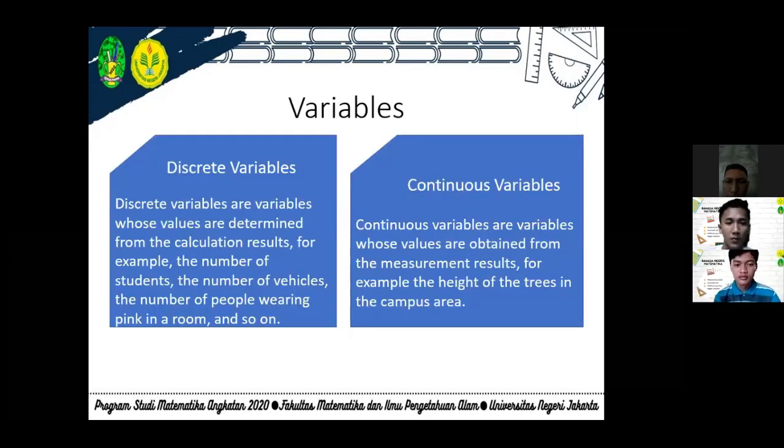One, discrete variable. Discrete variables are variables whose values are determined from the calculation result. For example, the number of students, the number of vehicles, the number of people in a room, and so on. Two, continuous variable. Continuous variables are variables whose values are obtained from the measurement result. For example, the height of the trees in the campus area.